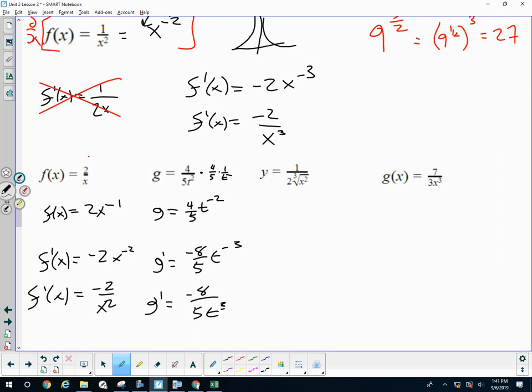Okay? The other ones I'll do quickly. You can try to do them yourself and then look up and see if you get them. But we'll move on.